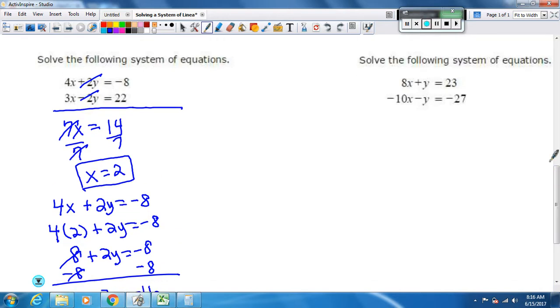Okay, the next one, the y's are going to cancel out. So 8 take away 10 is negative 2. I've got negative 2x. Y take away y is 0, so those cancel. Equals 23 take away 27 is negative 4. Divide both sides by negative 2. So x equals, top cancels with bottom. 4 divided by 2 is 2.